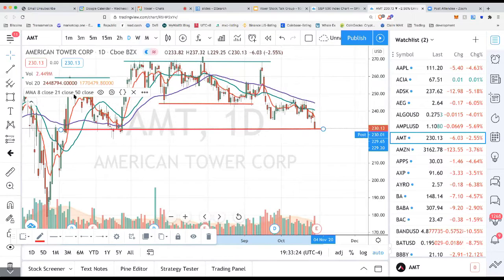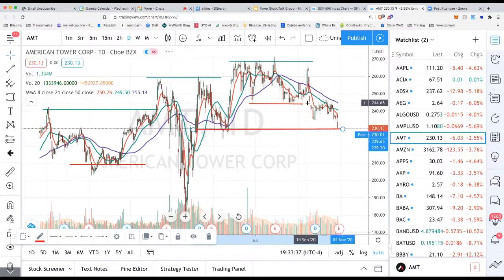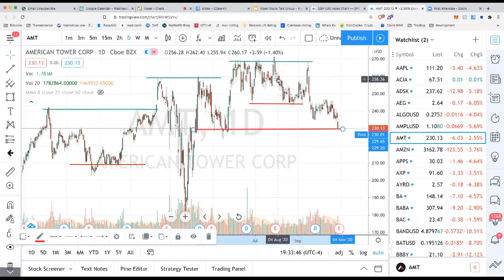But a 50-day, an 8-day, and a 21-day, depending upon the time frame you're trading in, can be huge indicators to help you decide how you want to trade a stock. So that'll be a little bit more advanced as you go along. But I just wanted to mention that if you hear us talking about moving averages, we can get into that at some point more.